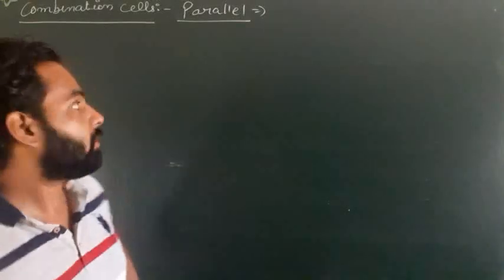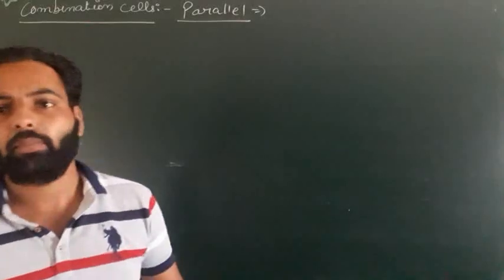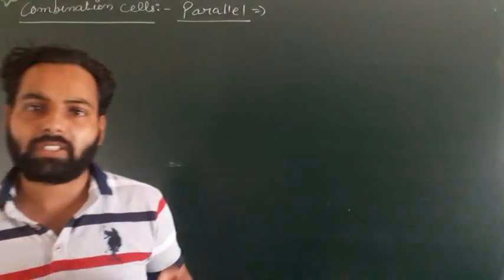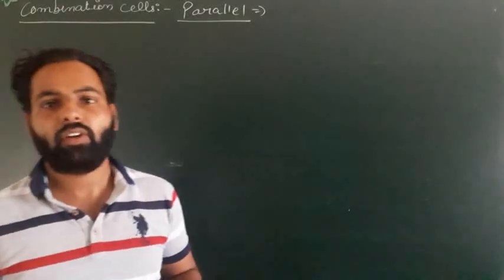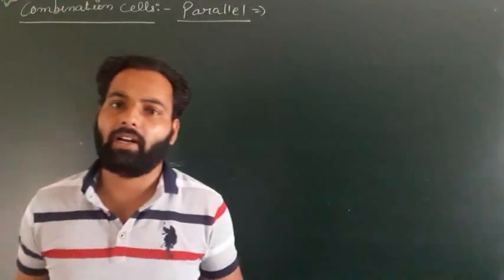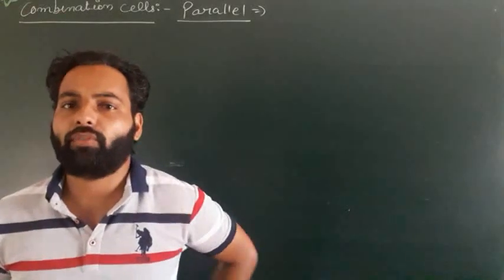Yesterday we discussed the combination of cells. We have completed the series combination of various cells. Now we'll start the parallel combination of cells. First we will take all the cells with identical EMF, and then in the second case we will take cells of different EMF.